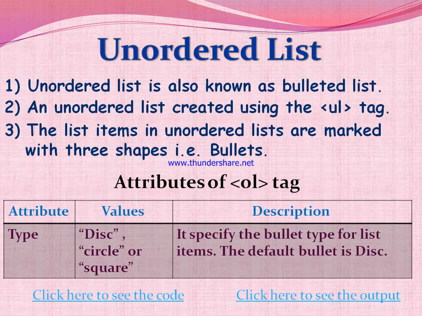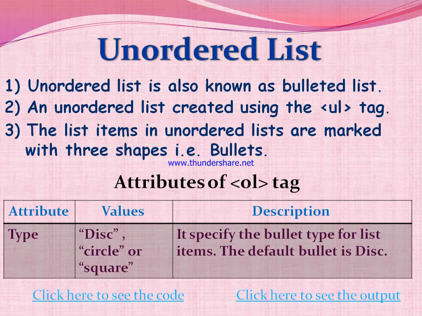An unordered list is created using the UL tag, as you know previously. The list items in an unordered list are marked with shapes, that is bullets. Shapes means what? Bullets. So the following table shows the attributes of, sorry, by mistake it says OL, so consider that it is the UL tag. Its attribute is type, and the possible values are disk, circle or square.